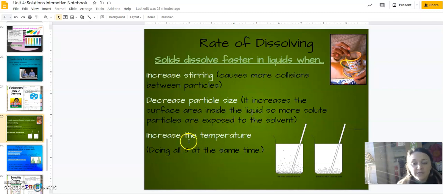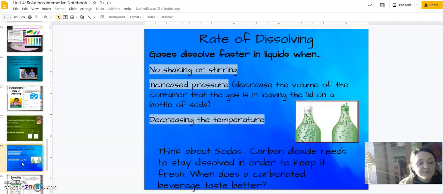We know that if you heat up the water or heat up the solvent, we can cause things to dissolve faster. So if you want sugar to dissolve in water, you want the water to be warmer. We can stir it, break it apart into tinier pieces, and increase the temperature all at the same time.